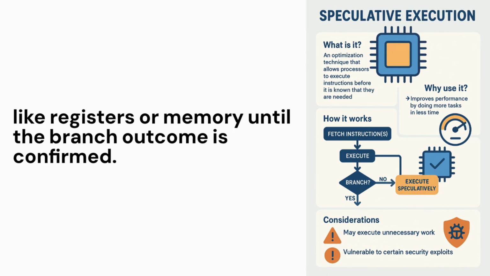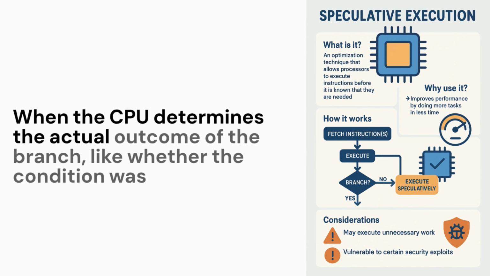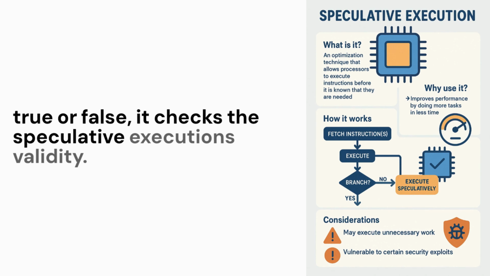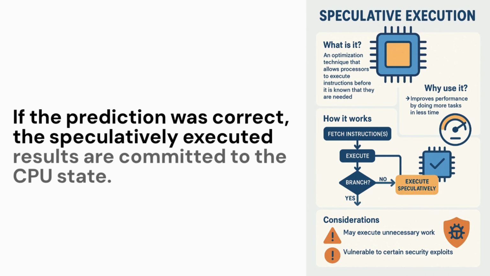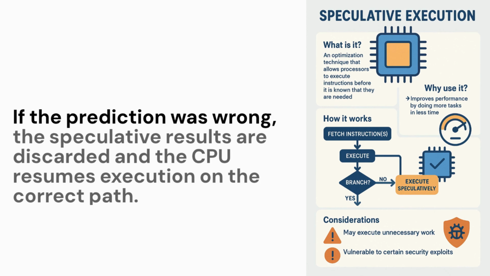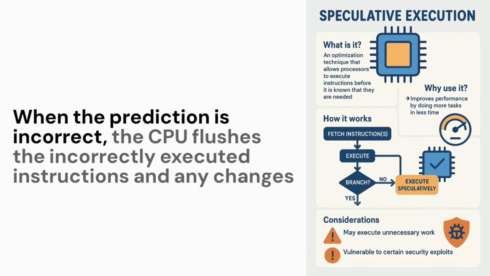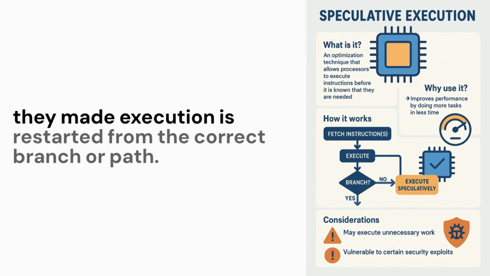branch outcome is confirmed. When the CPU determines the actual outcome of the branch, like whether the condition was true or false, it checks the speculative execution's validity. If the prediction was correct, the speculatively executed results are committed to the CPU's state. If the prediction was wrong, the speculative results are discarded and the CPU resumes execution on the correct path. When the prediction is incorrect, the CPU flushes the incorrectly executed instructions and any changes they made. Execution is restarted from the correct branch or path.